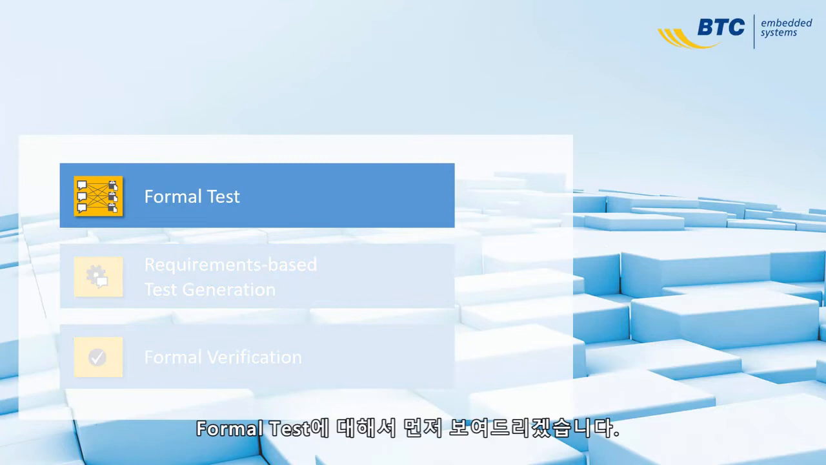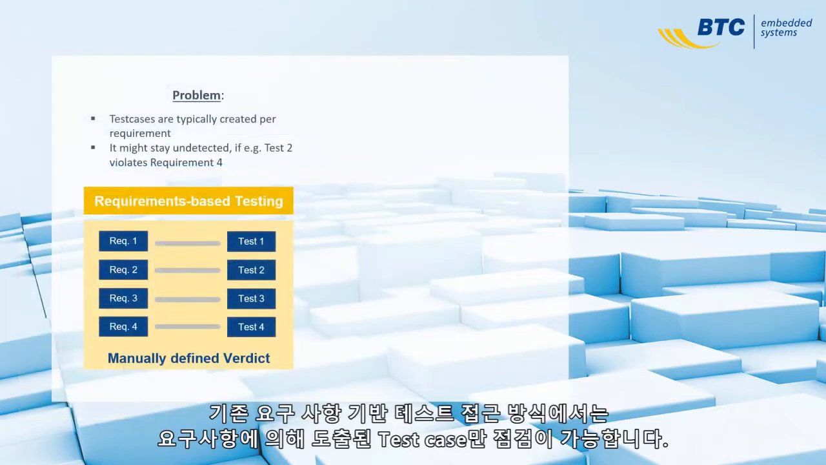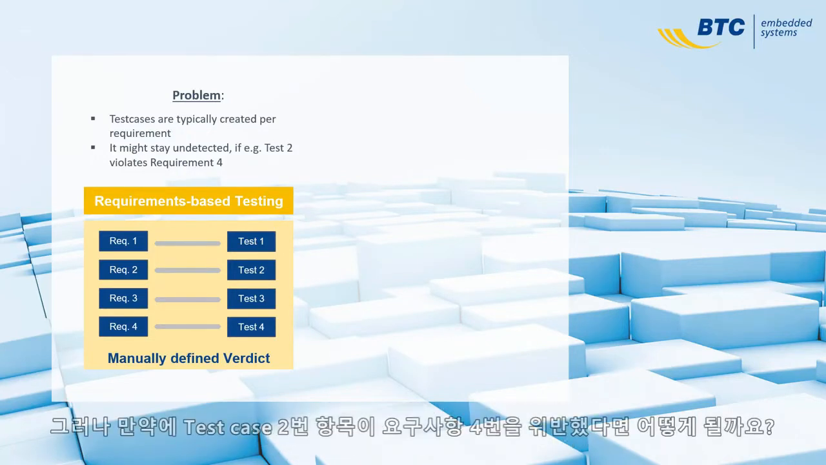Let's start with formal test. In a traditional requirements-based testing approach, each test case is only checked against the requirement from which it is derived. But what if test case number 2 violates requirement number 4?